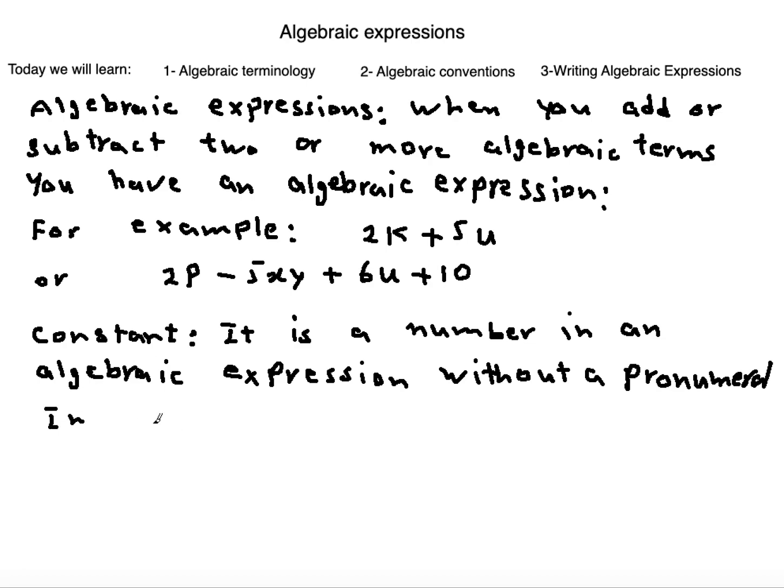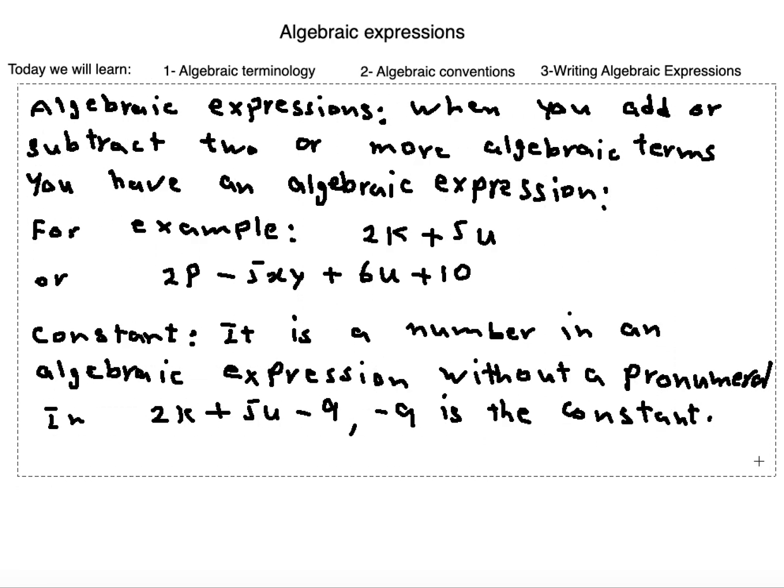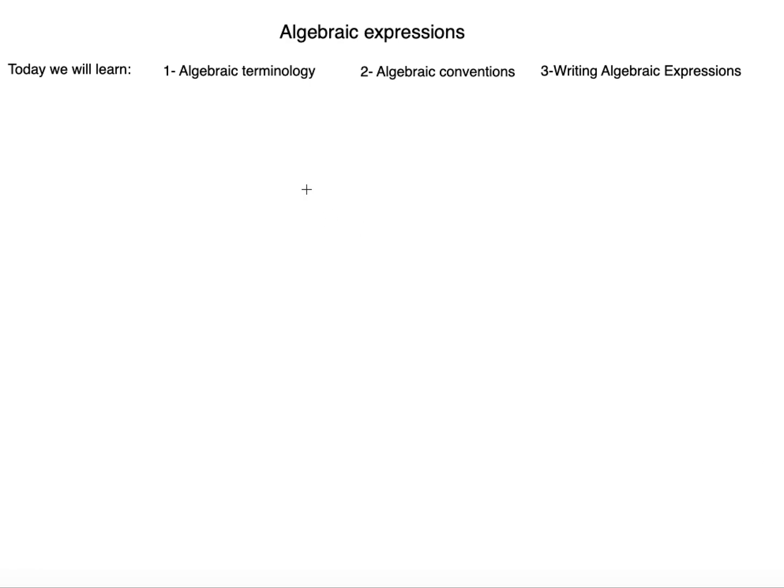So in, say, 2k plus 5u minus 9, minus 9 is the constant. Again, you've got to remember that you have to include the sign. It's not just 9, it is minus 9. All right, these are some terminology involving algebraic expressions. So we have covered this bit.